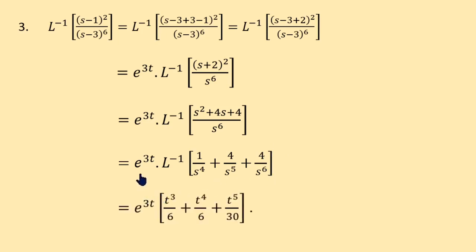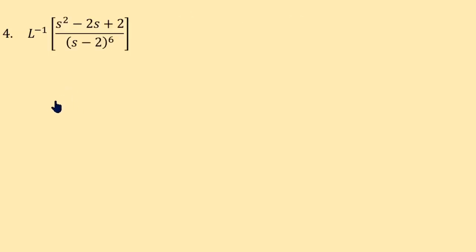And hence, the answer is e power 3t into t power 3 by 3 factorial is 6, 4 into t power 4 by 4 factorial is 24, 4 by 24 is 1 by 6, and 4 into t power 5 by 5 factorial is 120, 4 by 120 is 1 by 30. So this is the inverse Laplace transform of s minus 1 whole square by s minus 3 whole power 6. Same type, one more question.